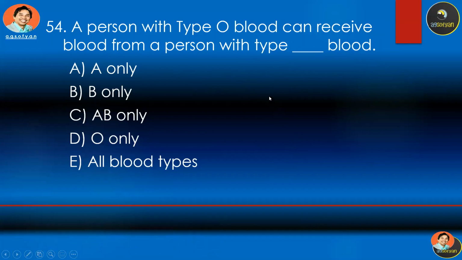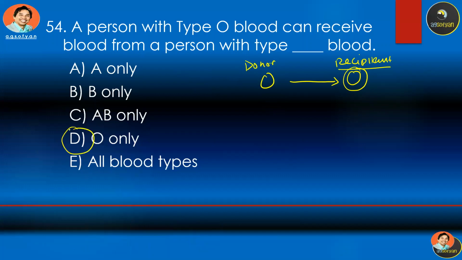A person with type O blood can receive blood from a person with type blank blood. So O is a donor. Because he's a donor, he can only receive from O. So he is not a recipient. He can only receive blood from O. O can give to anybody, but he can only receive from O.